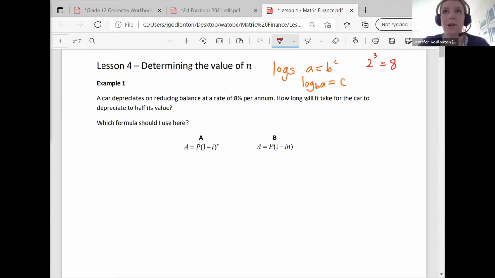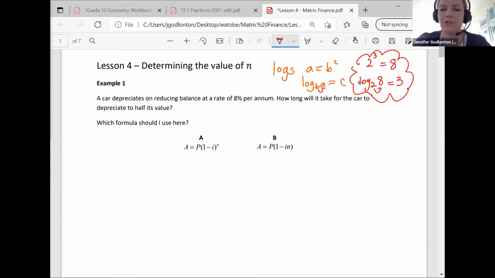Now, when we're working with logs, logs are saying, what does this have to be to the power of to get to that? So if I had log base 2 of 8, it's saying what would 2 have to be to the power of to get to 8? And I know that that answer is 3. So when I'm working with logs, I actually write this out on my piece of paper as a little cheat sheet to help me figure out where things are going to go. But if you're comfortable and you know where everything goes, you definitely can work with the A, B's, and C's, or you can just work with what you know.